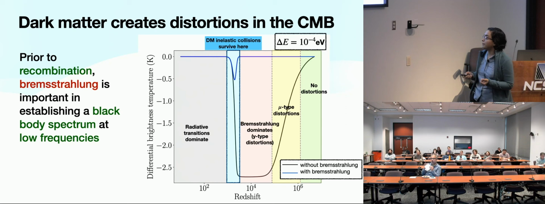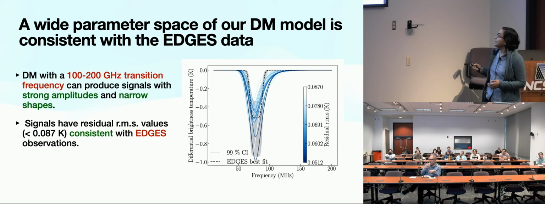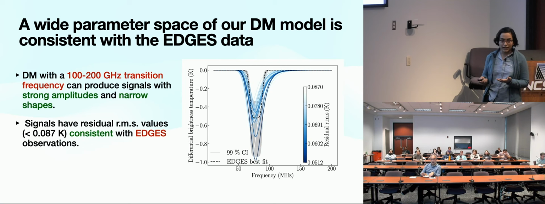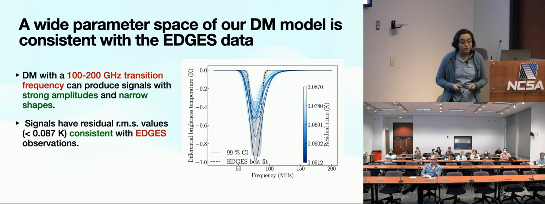So now I'll come to one of the observations that was there in 2018, where the EDGES collaboration observed a strong absorption signal in the 50 to 100 megahertz range, where the best fit signal is shown by the black dashed line, and the gray band shows the uncertainty. And we found that through our dark matter model, we could produce strong signals which have larger amplitudes and narrower shapes, which is consistent with EDGES. But of course, another experiment called SARAS has ruled out EDGES. So this feature is a general prediction of our model, which could arise in any part of the CMB spectrum.